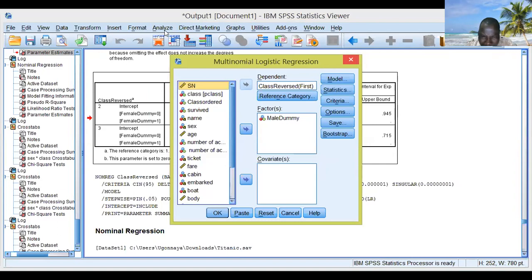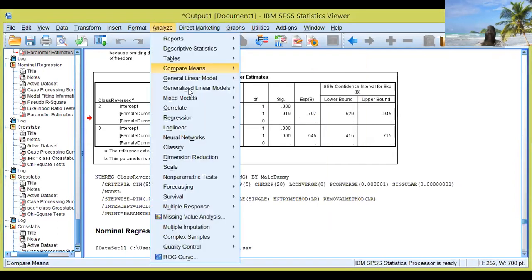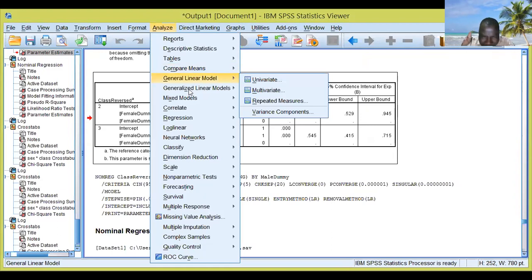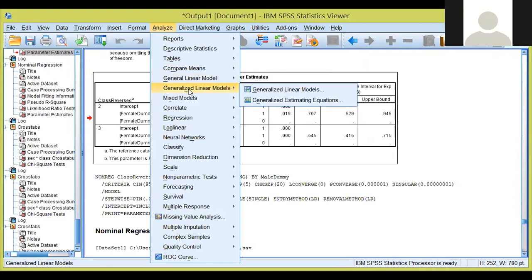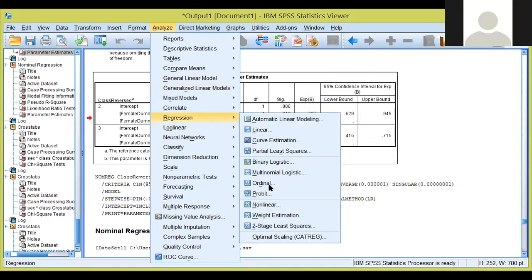No, cancel multinomial. Click on ordinal. Ordinal, not multinomial. Next one. Where is ordinal? Go to logistic regression. It's immediately after multinomial. Regression. Oh, I've seen it. Okay, ordinal, yes.